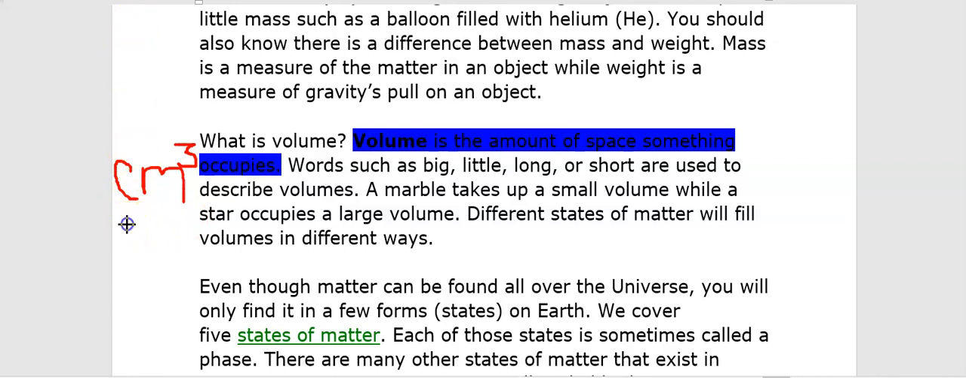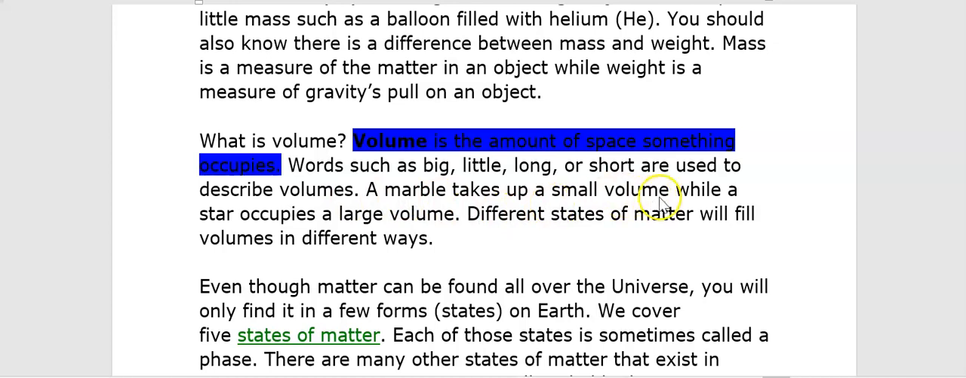The word cubes would also be helpful. C-U-B. See if I can get it without writing over top of any of the rest of the writing, huh? C-U-B-E-S. So measured in cubic centimeters, and the word cubes needs to go along with your definition of volume. All right, so what else does this want to tell us about volume? Words such as big, little, long, or short are used to describe volumes. What is the word used to measure a volume? That would be cubes or cubic.